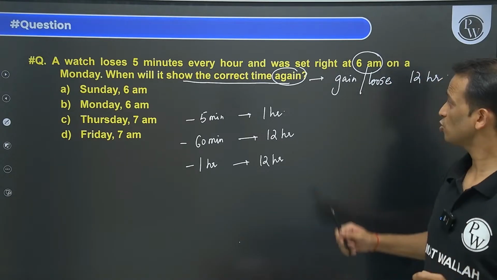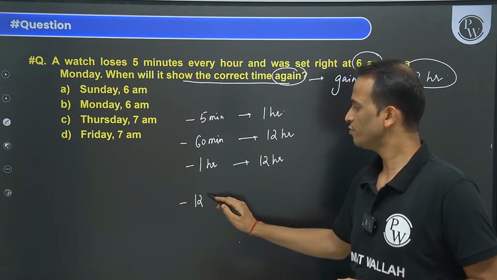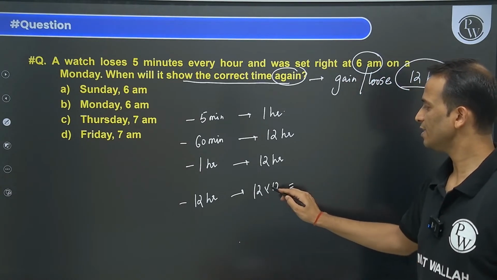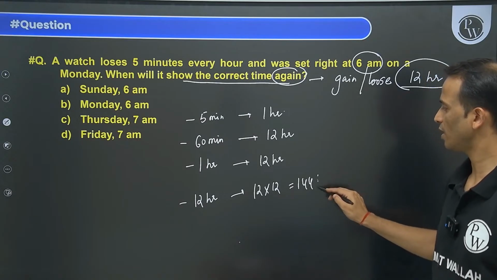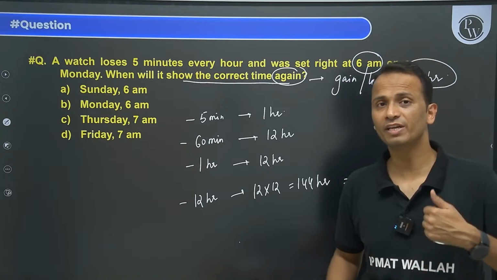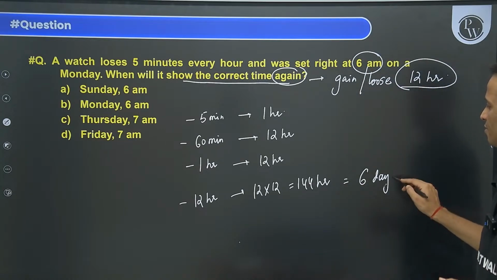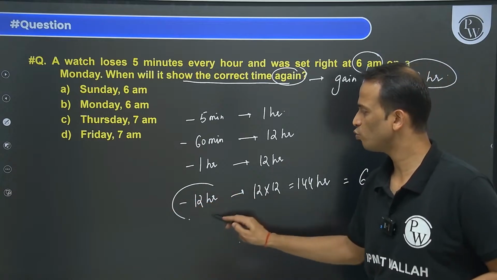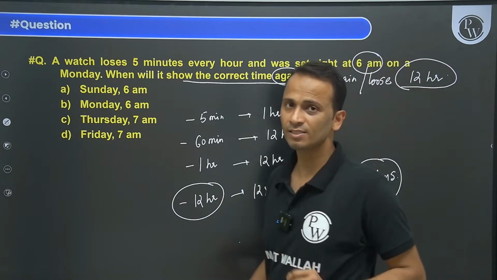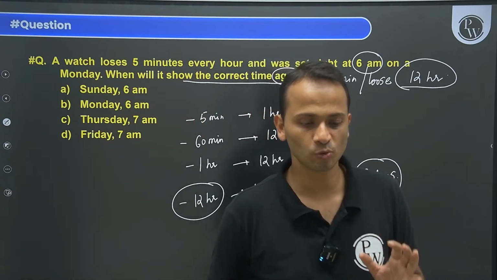I want to make this clock lose how many hours? 12 hours lose करवाने हैं. So it will lose 12 hours in 12 multiplied 12. That is 144 hours. Right? Now 144 hours को अगर मैं number of days में convert करता हूं, so it will give me 6 days. Right? So to lose 12 hours, this clock will take 6 days and hence exactly 6 days के बाद ये correct time show करना शुरू कर देगी.